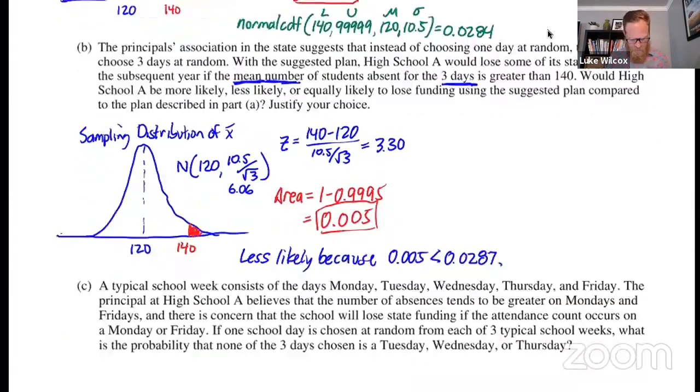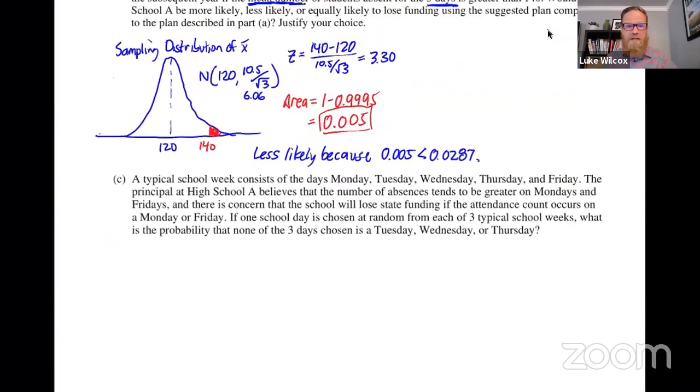All right, and let's move into part C, which says a typical school week consists of the days Monday, Tuesday, Wednesday, Thursday, and Friday. The principal at high school A believes that the number of absences tends to be greater on Mondays and Fridays, and there is a concern that the school will lose state funding if the attendance count occurs on a Monday or Friday. If one school day is chosen at random from each of the 3 typical school weeks, what's the probability that none of the 3 days is Tuesday, Wednesday, or Thursday? So we want to know the probability that none of the 3 days chosen are Tuesday, Wednesday, or Thursday.